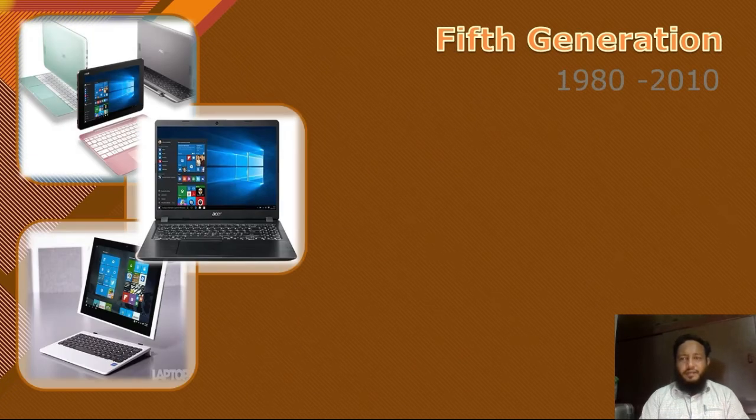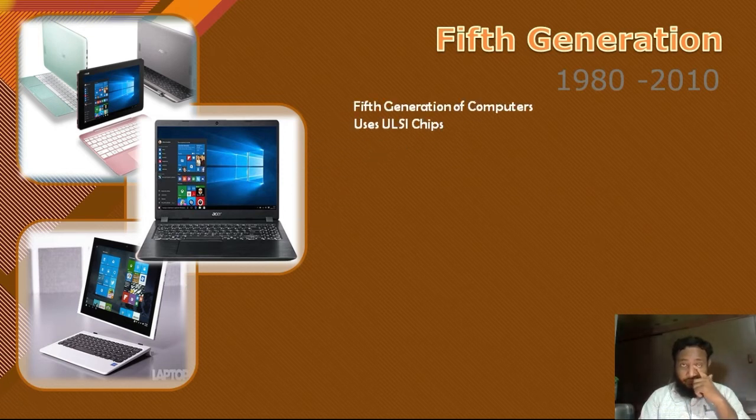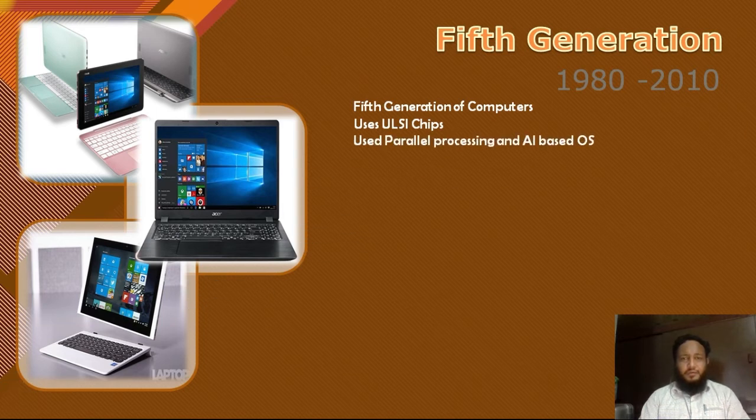Fifth generation period is 1980 to 2010. These computers are small in size, easy to carry, and cost is very cheap. These computers are made up of ULSI, ultra large scale integrated chips. They use parallel processing, which means simultaneously processing multiple programs at once, and these are AI based operating systems.